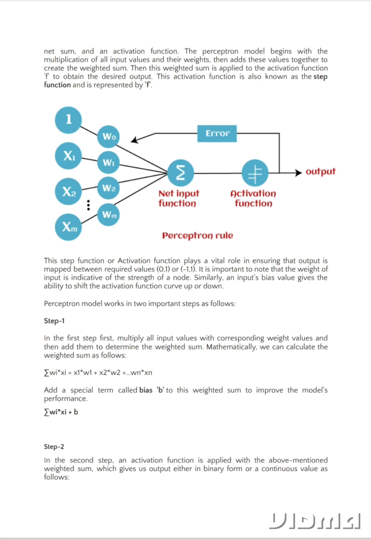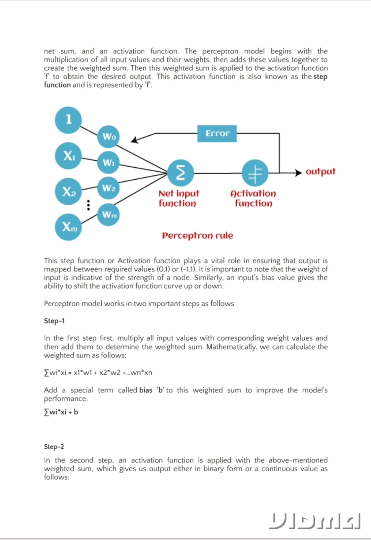Step 1. In the first step, first multiply all input values with corresponding weight values and then add them to determine the weighted sum. Mathematically, we can calculate the weighted sum as follows: summation wi * xi = x1 * w1 + x2 * w2 + ... + wn * xn. Add a special term called bias, b, to this weighted sum to improve the model's performance: summation wi * xi + b.